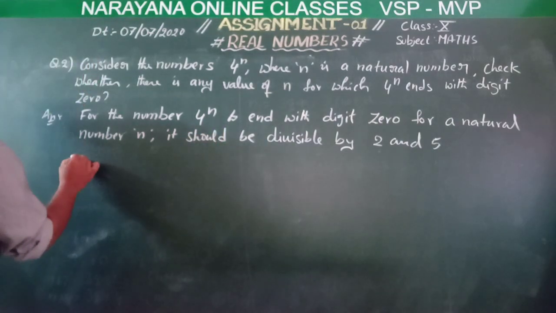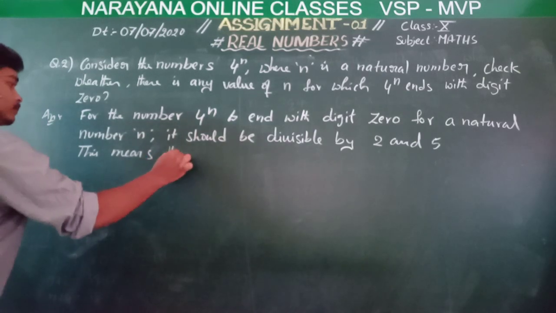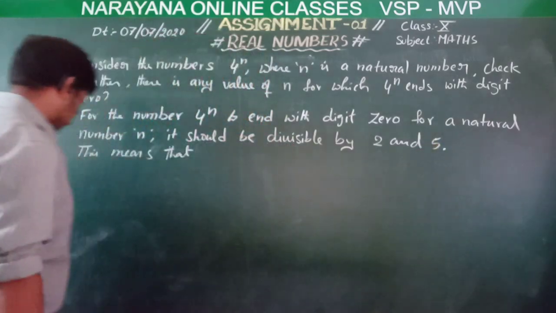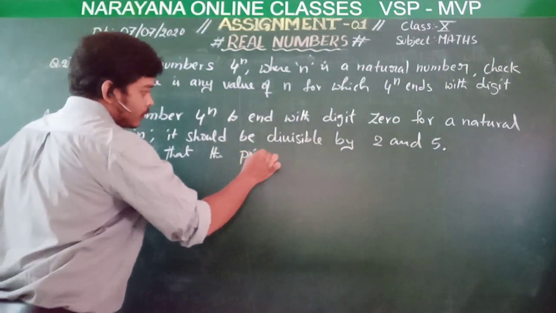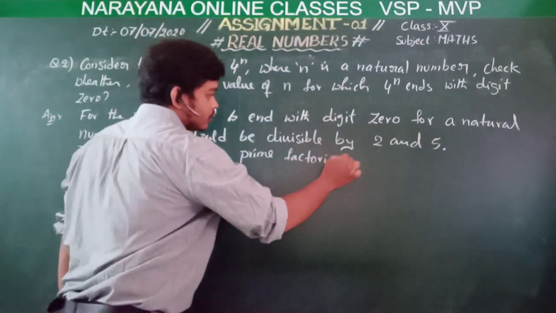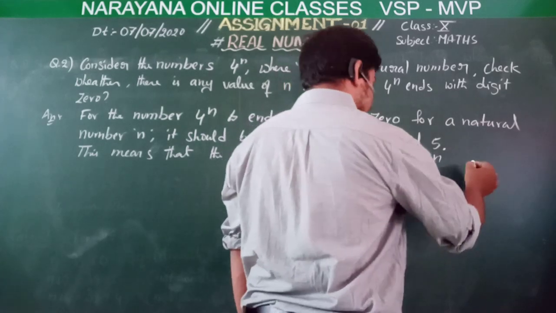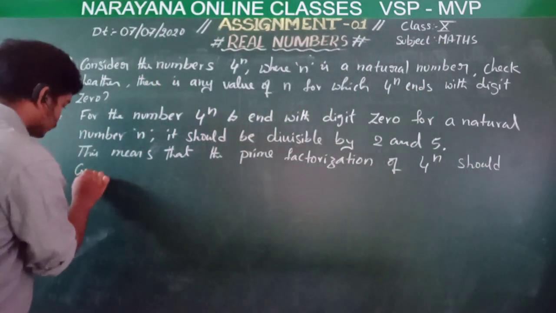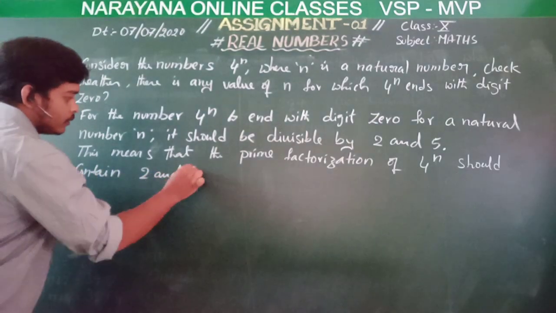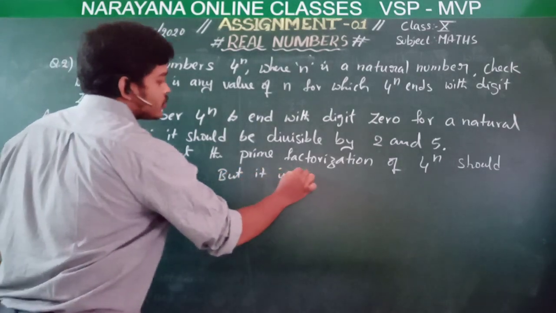This means that the prime factorization of 4 to the power of n should contain 2 and 5, but it is not possible.